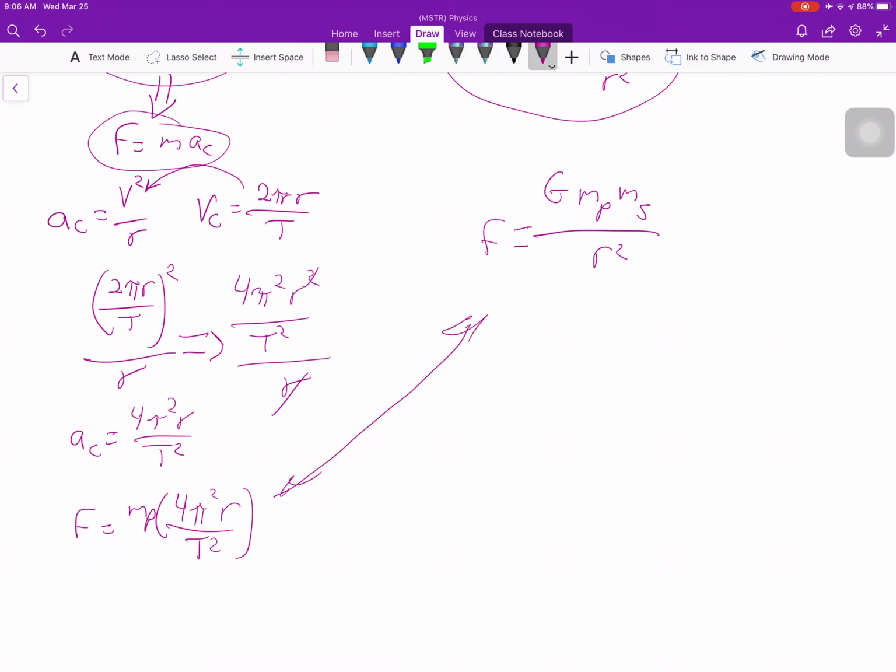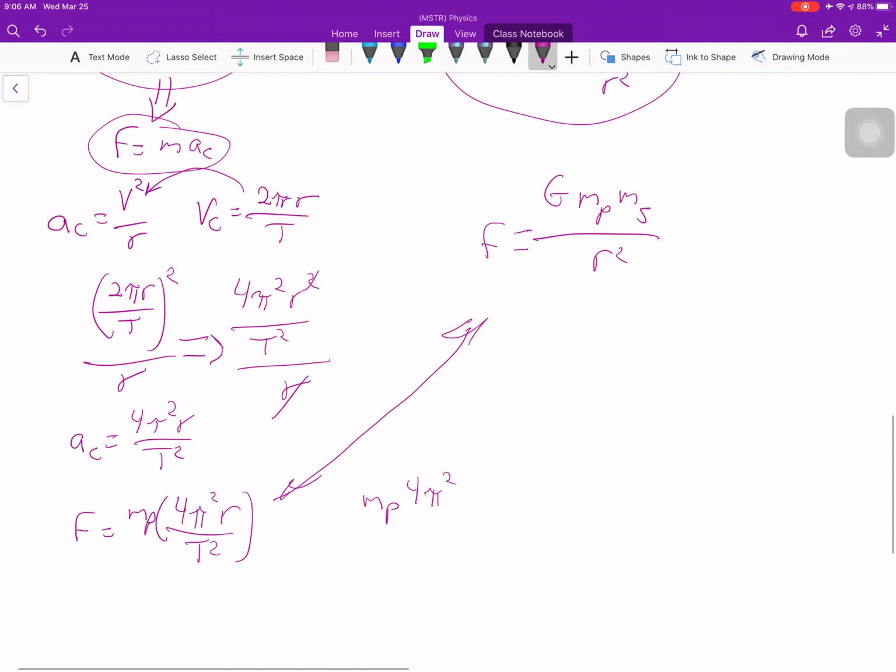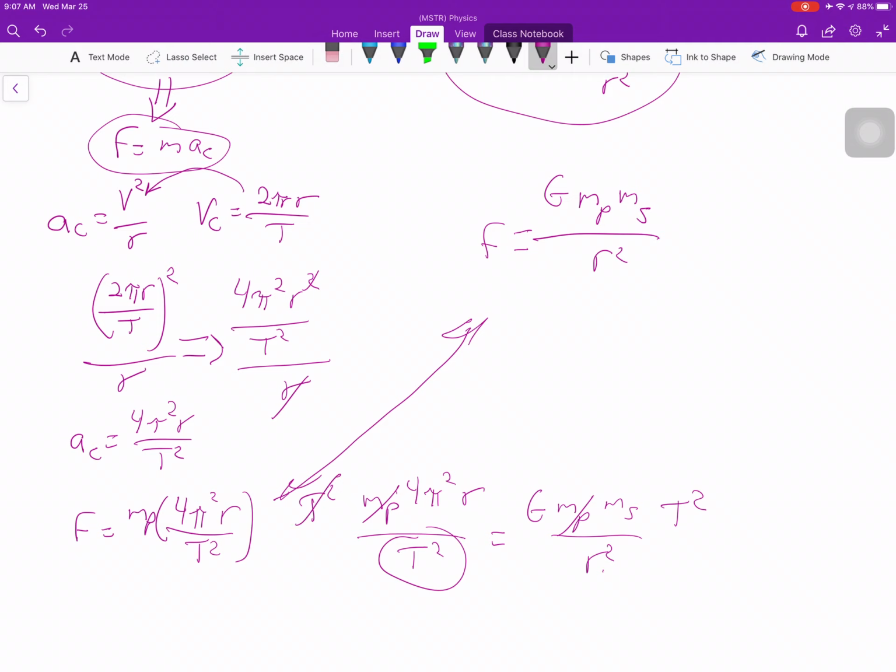So when we try to put this into this formula and compare them, let's set them equal to each other. So we have the mass of a planet, 4 pi squared r all over T squared, and we set that equal to G, mass of the planet, mass of the sun, all over r squared. Well, the masses of the planets disappear because they cancel out. It's the same on both sides. And what we were trying to do is calculate a period, so we want to get this period to the top. So we do that by multiplying both sides by T squared, and that will cancel out our T squareds.